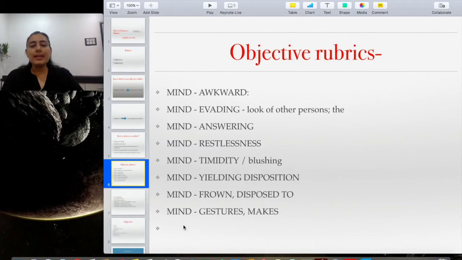Some patients make gestures, like involuntary gestures. They will just lift their hand in between, they will involuntarily move their hand. You have to take that rubric, gesture makes. Some people will just pick at their clothes when they're sitting and talking to you. So these are again most important observatory rubrics in your case taking, which you cannot ignore.